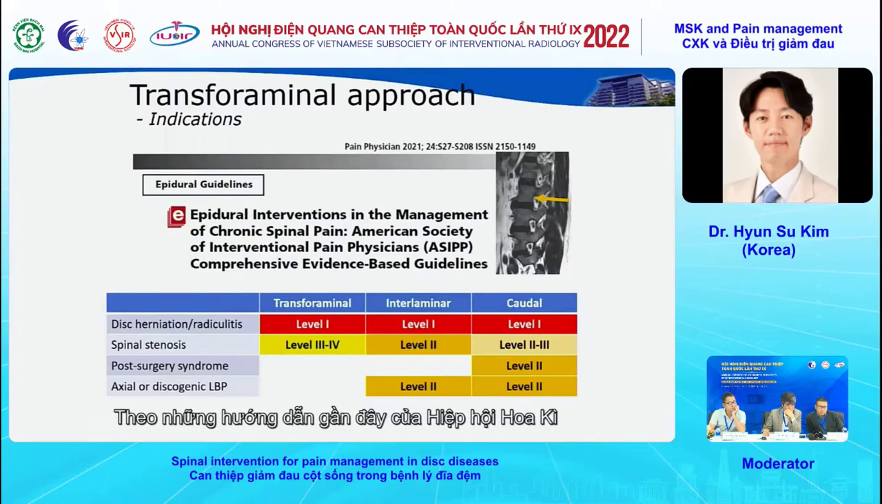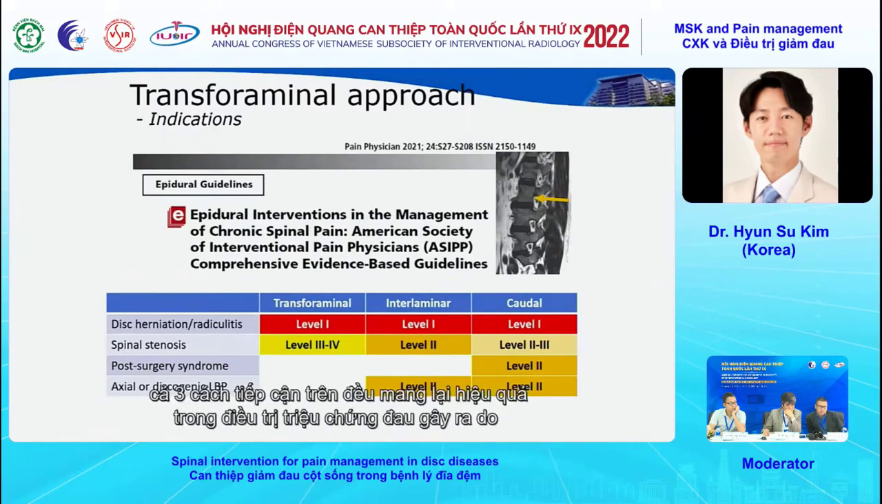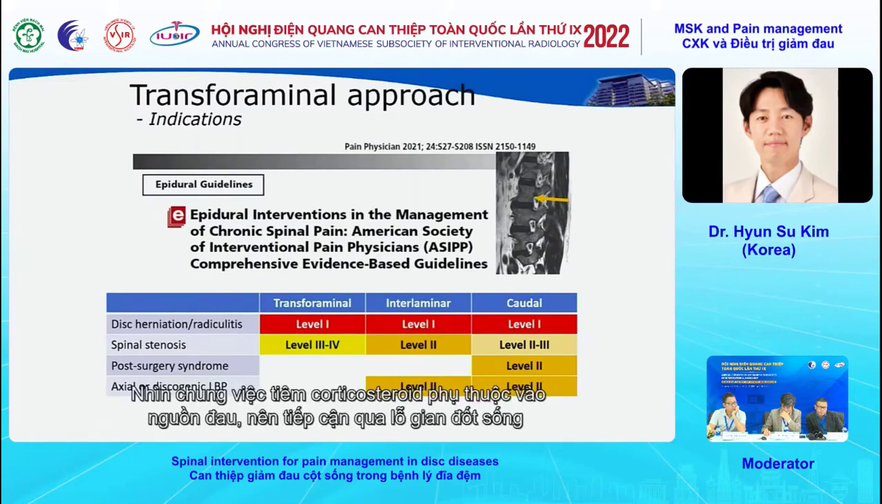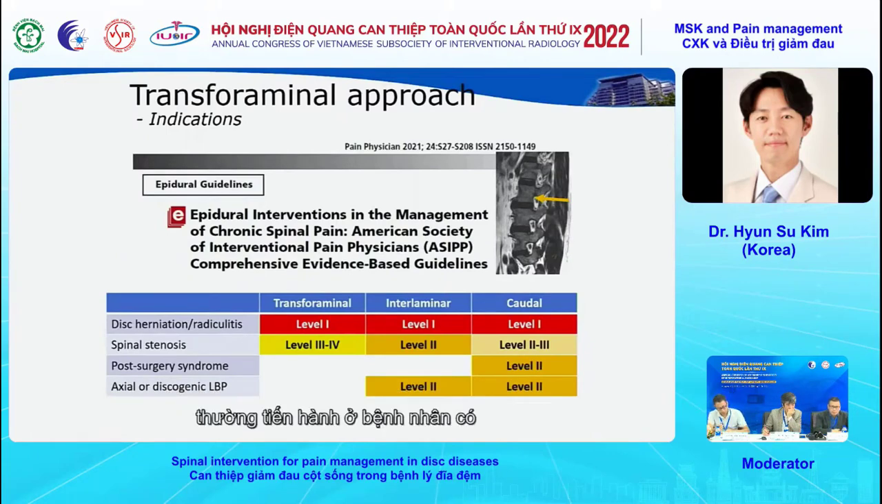According to the recent guideline by American Society of Interventional Pain Physicians based on a systematic review, all three previously mentioned approaches have been recommended to be beneficial in the management of symptoms related to disc herniation or radiculitis. Generally, we intend to deliver corticosteroid near the pain source, so transforaminal approach is usually performed in cases of unilateral radiculopathy resulting from disc herniation or spinal stenosis.